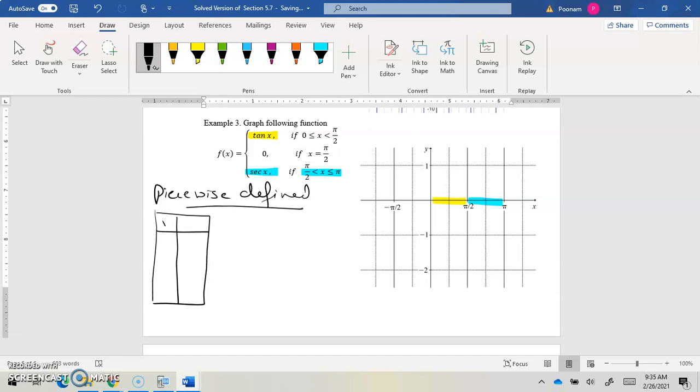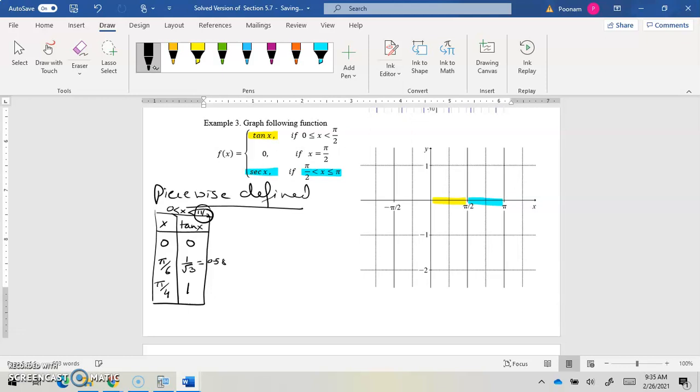from 0 to pi by 2, right? So from 0 to pi by 2, and 0, the function value would be tangent x, because between that interval the function is defined to be tangent x. So at 0, the function value is 0. Let's say we have pi by 6. At pi by 6, the function's value is 1 by root 3. Tangent pi by 6 is 1 by root 3. I think that's approximately 0.58. At pi by 4, the function's value is 1.